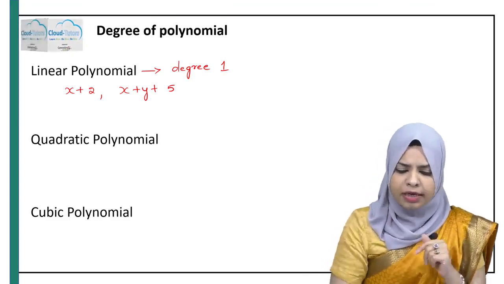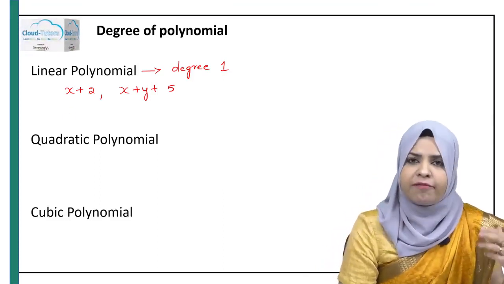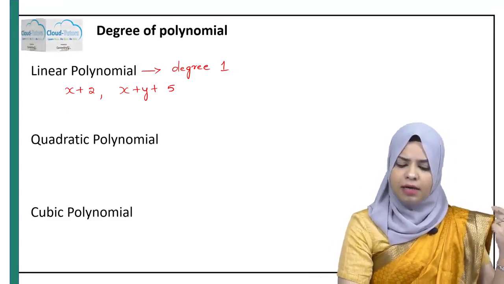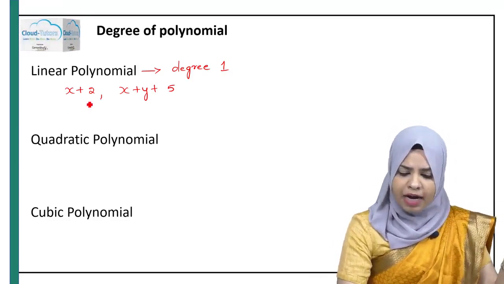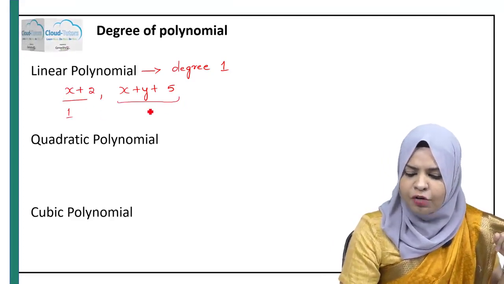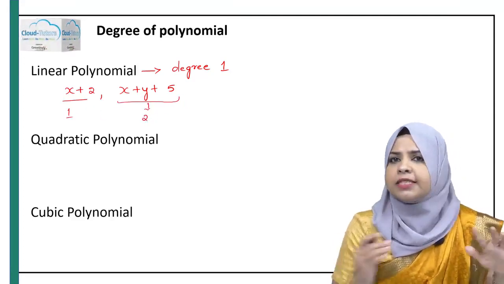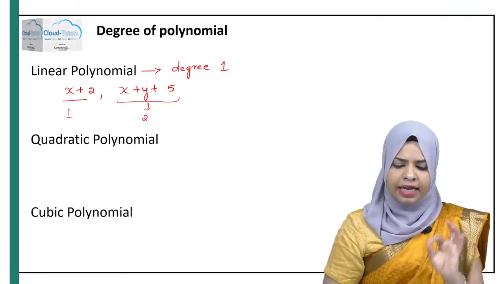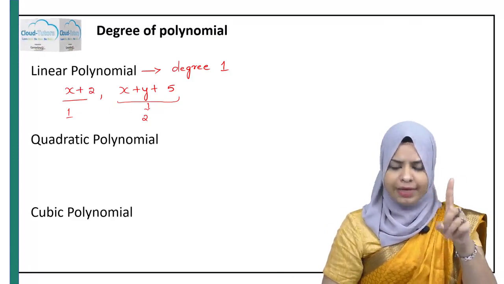For us, right now, we will concentrate only on the classification based on its degree. So whenever I have a degree of 1, I call that a linear polynomial. Now, how many variables do I have here? It is 1. Here I have 2 variables, doesn't matter, but the highest degree is still 1. So it is a linear polynomial with degree 1.